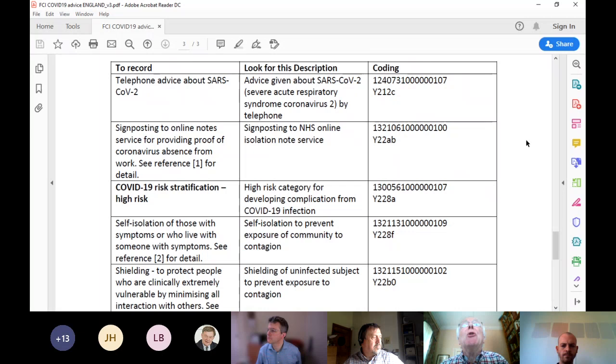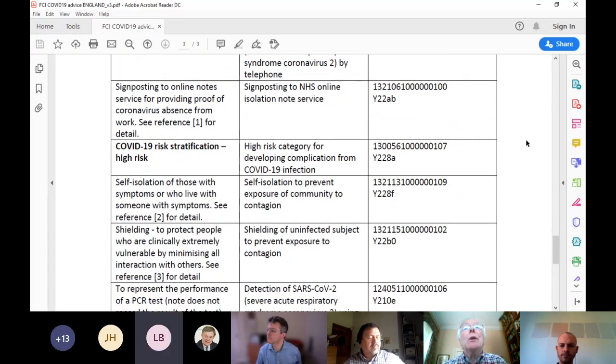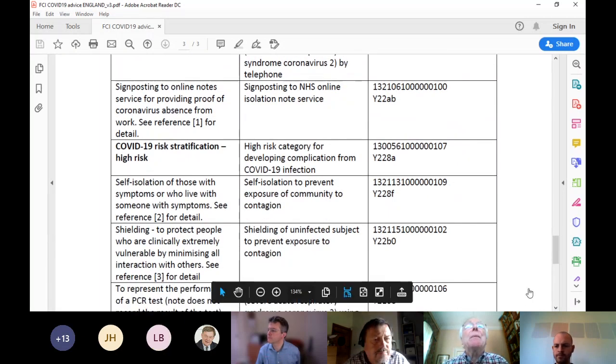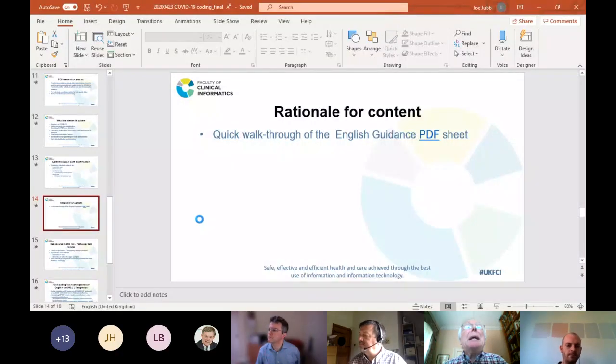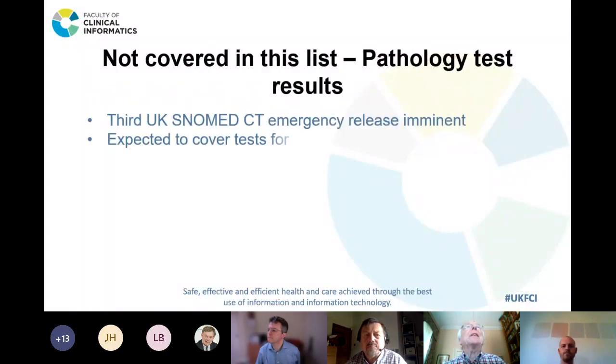So Joe, can we go back to the slide pack again, please? So I hope that gives a bit of an overview as to what's in the guidance and why it's there. So coming back to the next slide, that's it.